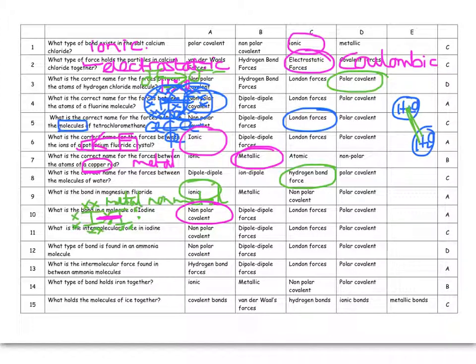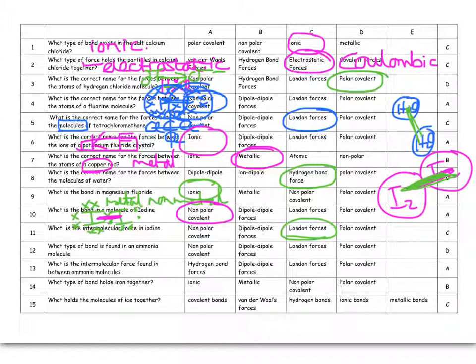What is the intermolecular force? How does one iodine molecule hold onto the next iodine molecule? Well, these are both non-polar covalent, so you land up with a force between the two of them of a London force. So the bond is a non-polar covalent. The intermolecular force is a London force.